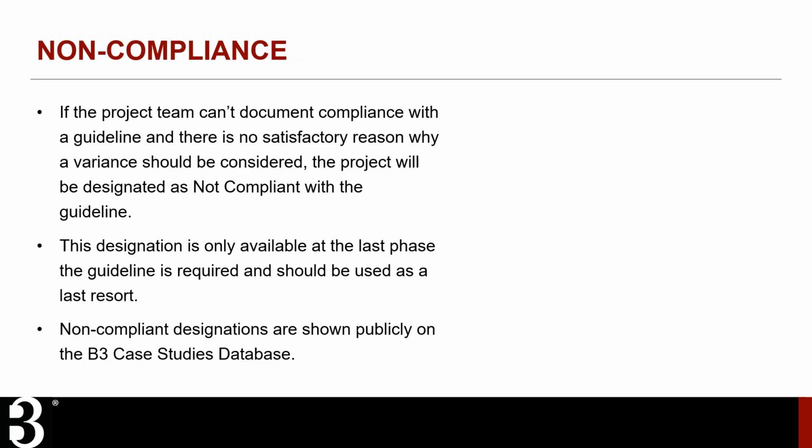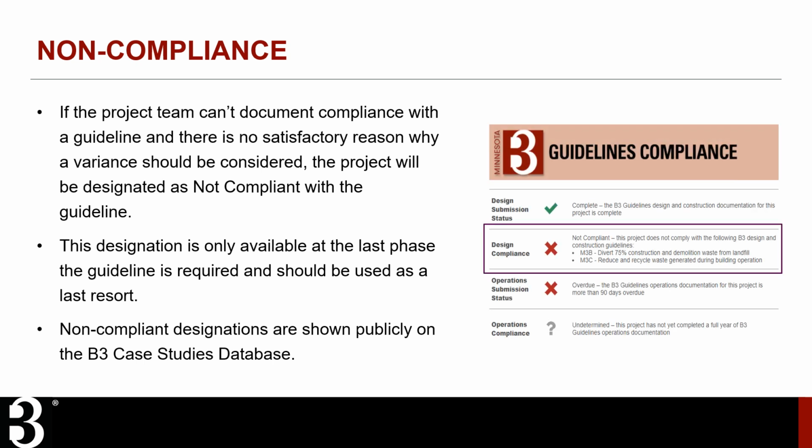If the project team can't document compliance with a guideline and there is no satisfactory reason why a variance should be considered, the project will be designated as not compliant with the guideline. This designation is only available at the last phase the guideline is required. Before that, the project team should use provisional variances while attempting to solve the issue and only pursue non-compliant status as a last resort. All non-compliant designations are shown publicly on the B3 Case Studies database, as shown on the image on the right.